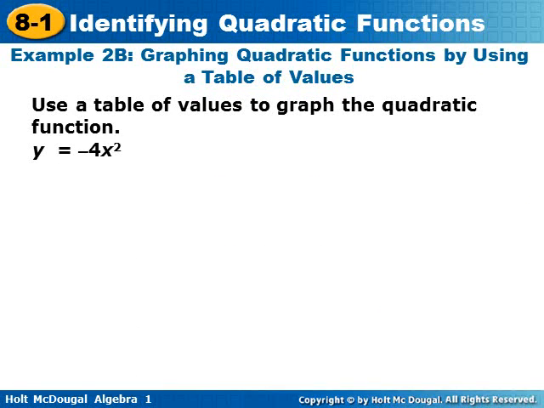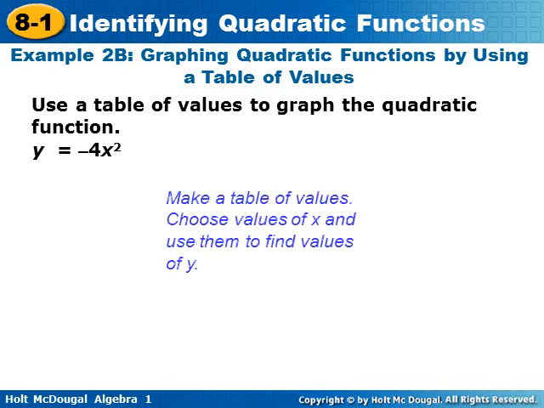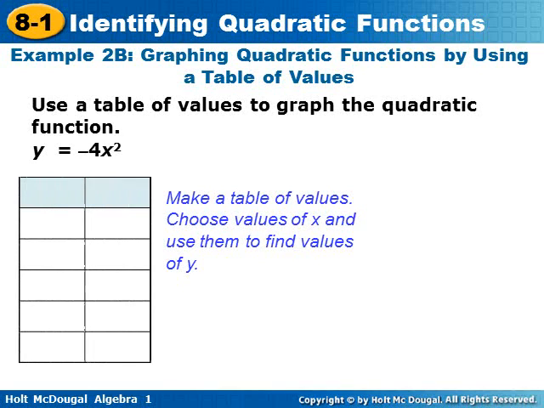Use a table of values to graph the quadratic function y equals -4x squared. So again, you make a table of values and you choose values for x and use them to find values of y. -2, -1, 0, 1, 2, you plug each number into the equation and solve for what y is. So -16, -4, 0, -4, -16.